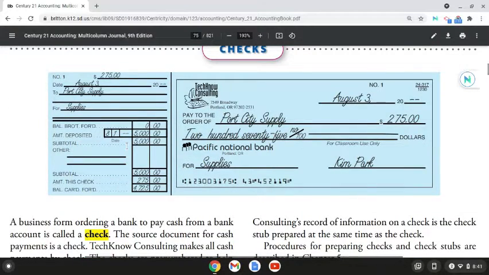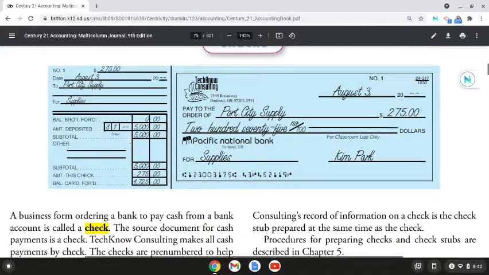And now this next part is showing us the check stub. So it's showing us the balance brought forward, the amount deposited, subtotal, other, amount this check, and balance carried forward. So the balance brought forward started out as 0. Then we deposited money into the account. So anytime that we deposit money, that means that money is being added into our account. So since we deposited $5,000 and it started off with 0, it became $5,000 for the subtotal.